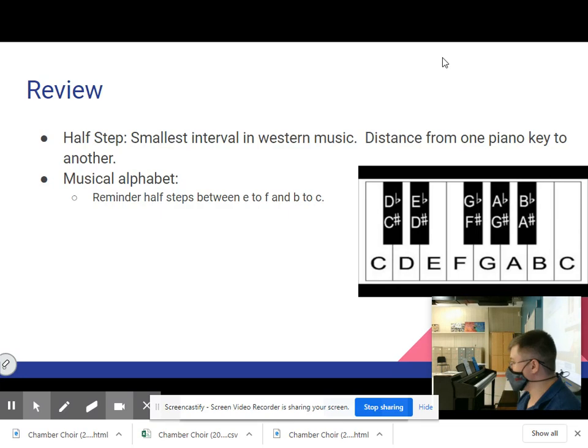We're going to start with just a simple review. A reminder: a half step is the smallest interval we have in Western music. Can you guys see that fine? Okay, cool. It's a little harder when we have the bar. A half step is the distance from one piano key to another. If you look at the image up here, it's either from a white key to a black key, a black key to a white key, or a white key to a white key, which only happens 2 times in our piano scale, which is E to F and B to C.